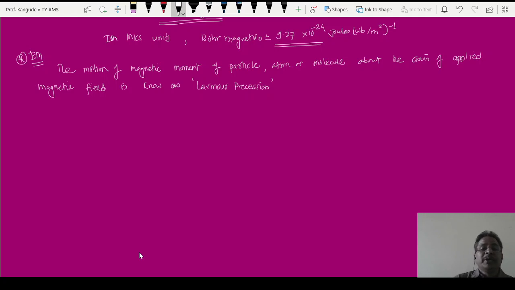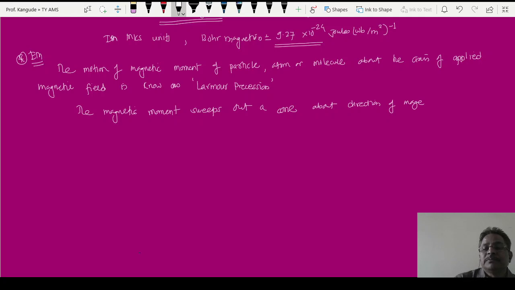So the motion of the magnetic moment of either an electron, atom, particle, whatever, when a certain external magnetic field is applied, whenever this type of motion is discussed, it is called the Larmor precession. So this is what we have to understand here. In this case, the magnetic moment sweeps out a cone about the direction of the external magnetic field at constant angular frequency. Okay?